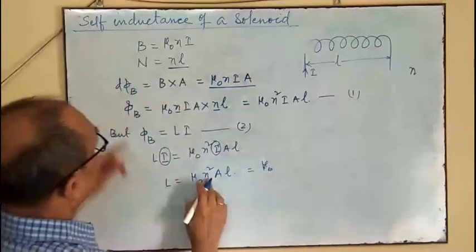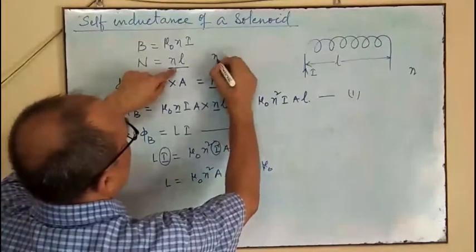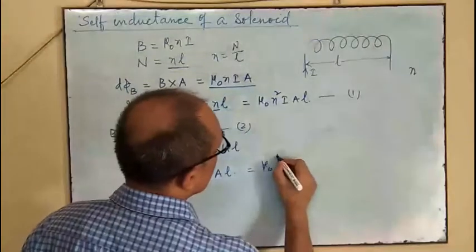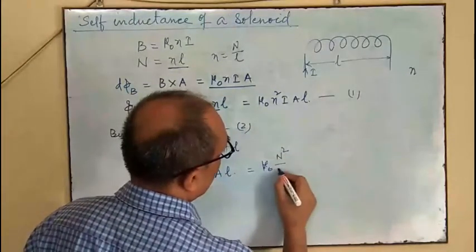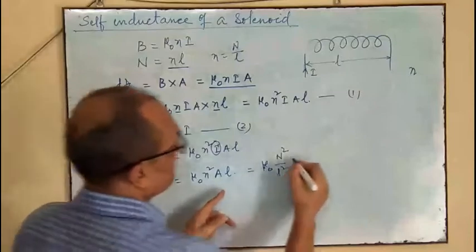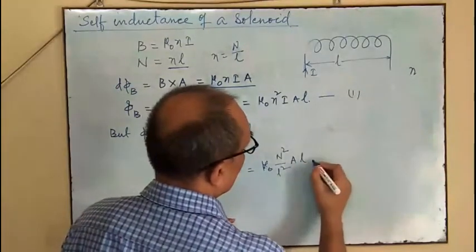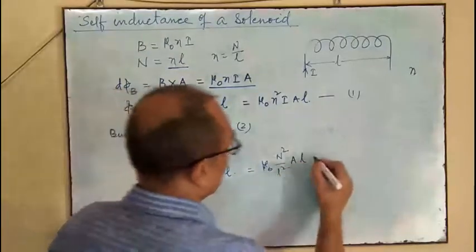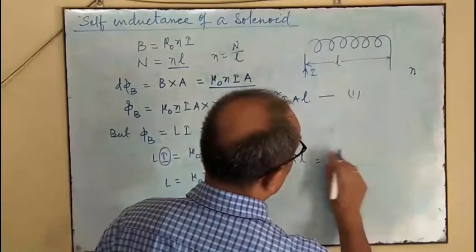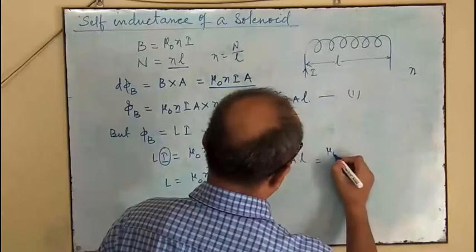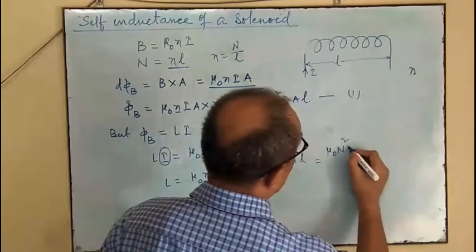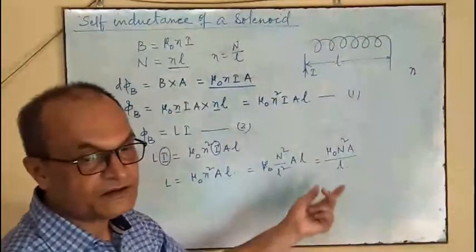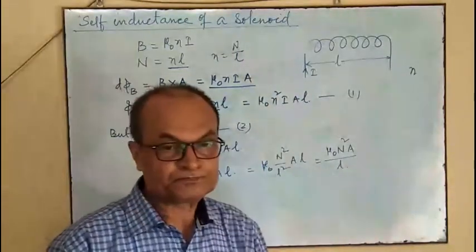Second thing, we can write this equation in another way. From here, n equals N by L. So this becomes mu naught N square by L square A L. Now one L may be cancelled, so this equals mu naught N square A by L. This is the relation.